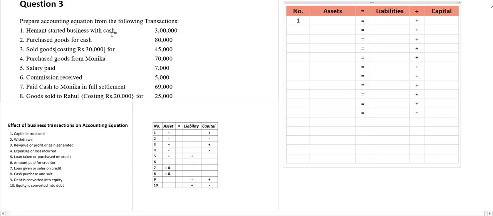Hemant started business with cash. Hemant is basically the owner of the business. Hemant start, Ahmad start, Mahmoud start, anyone start. So it is just introduction of capital, or capital introduced to the business, right?